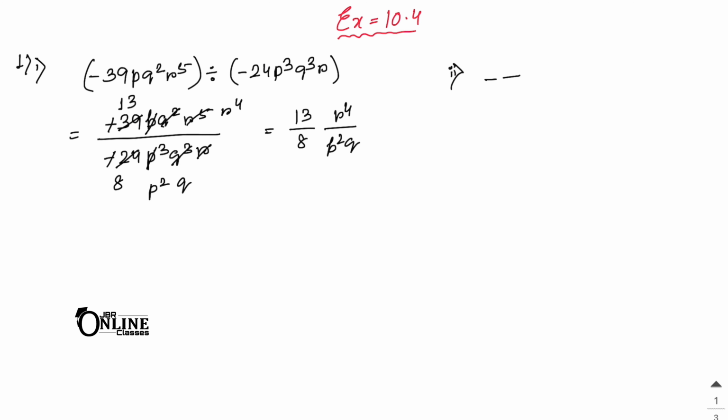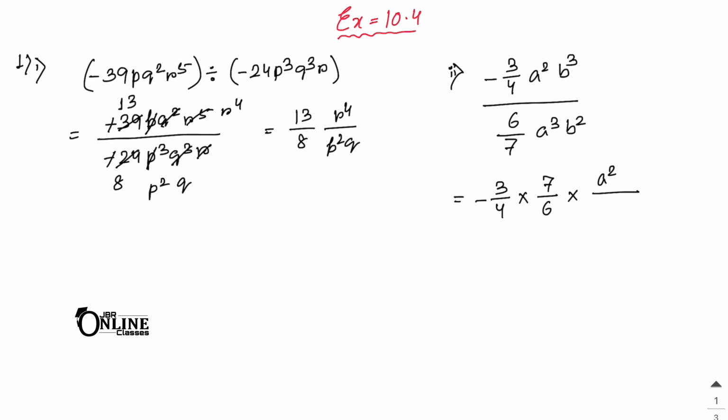Here the next one is minus 3 by 4 a square b cube, divided by 6 by 7 a cube b square. So first write down the numbers this way: 3 by 4 into 7 by 6. Then here a square b cube, here a cube b square. So 3 twos are 6. Here a square cancels with a cube, it becomes a only. b square cancels with b cube, it becomes b only. So that equals minus 7 by 8, and here b by a. That is your final answer.